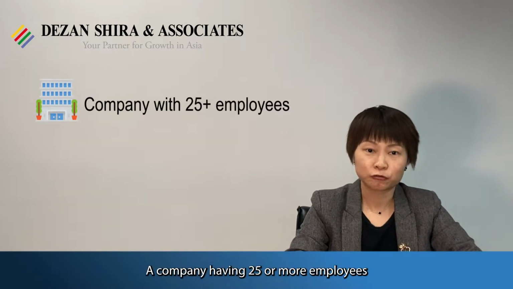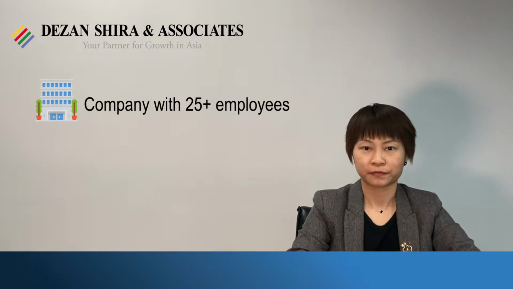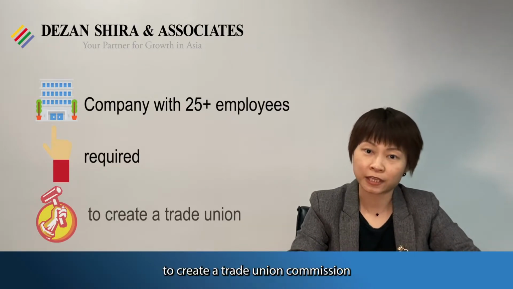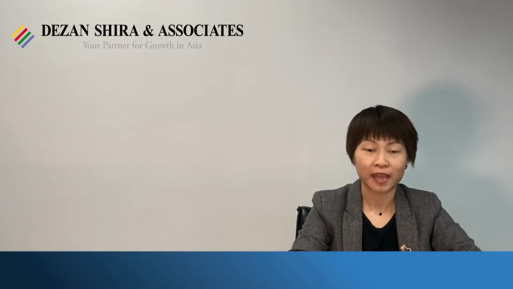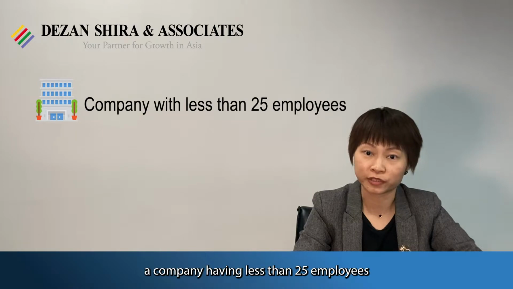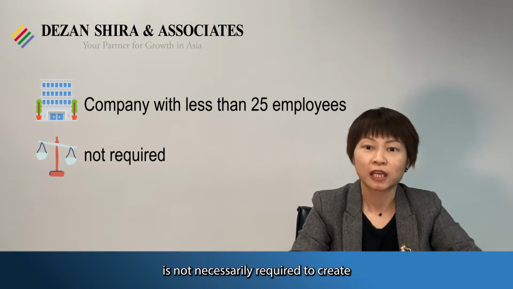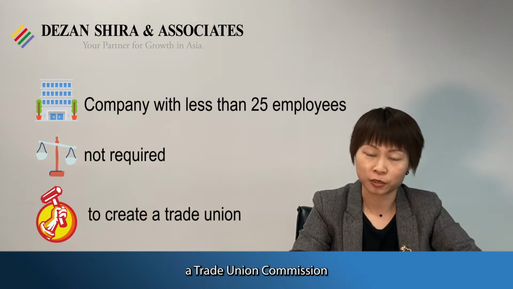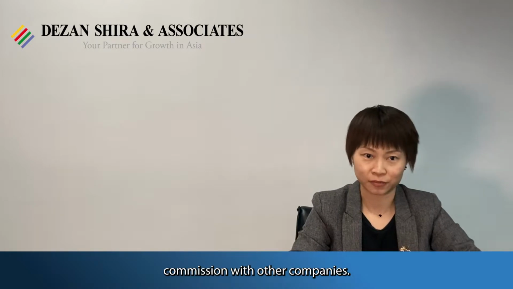A company having 25 or more employees is required to create a trade union commission. That is to say, a company having less than 25 employees is not necessarily required to create a trade union commission, but it can co-create a trade union commission with other companies.